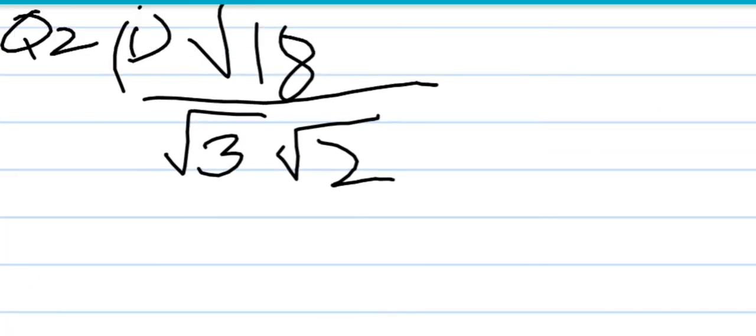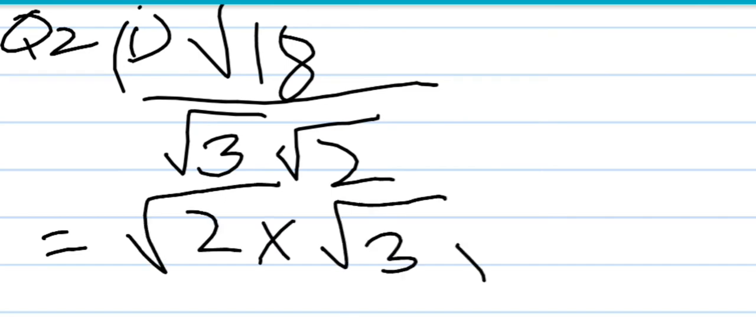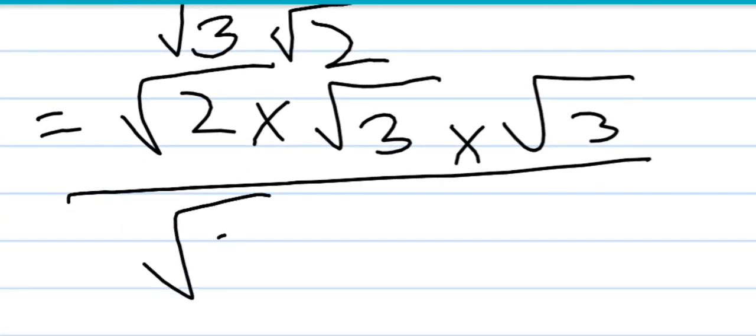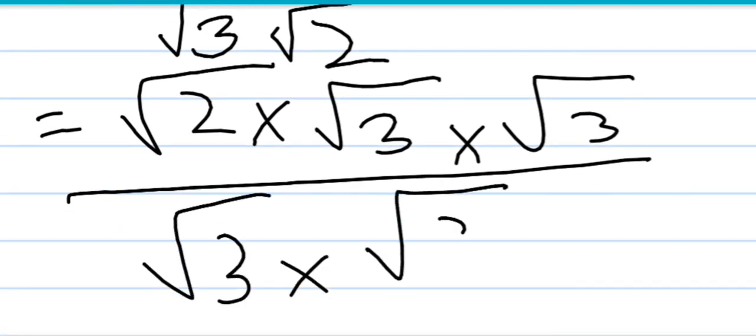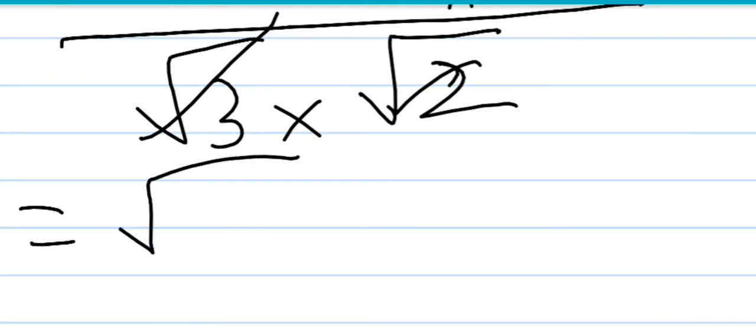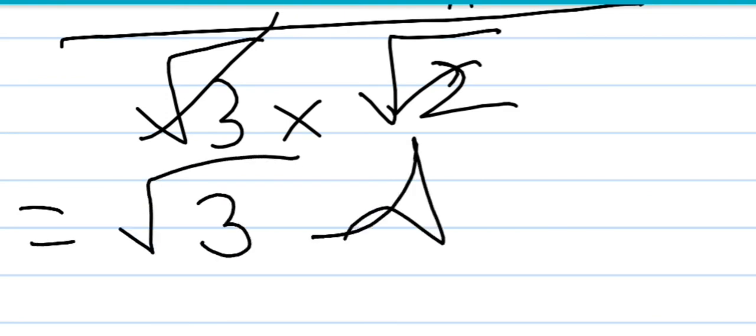So it is equal to under root 2 multiply under root 3 multiply under root 3 divided by under root 3 multiply under root 2. So the main objective of not taking 3 into square was that we can cut this under root 3 with this and 2 with this. Remaining will become under root 3, and it is the answer.